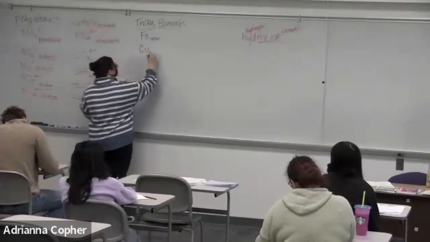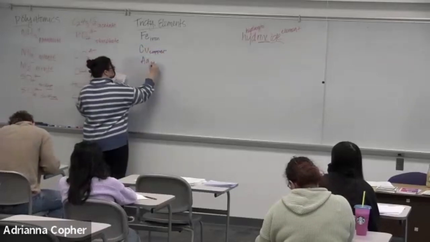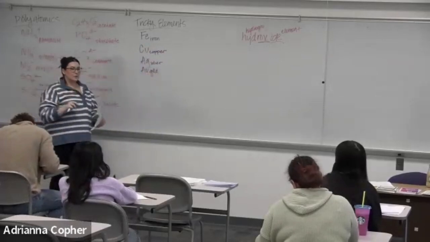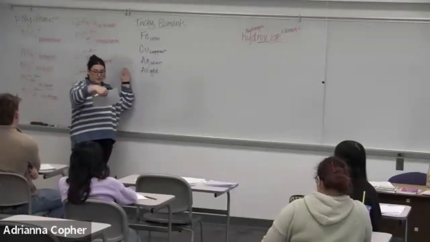Cu, copper. Ag, silver. What's gold? Au. I remember Au for gold because gold is now mined in Australia. So gold mines are in Australia. And then I remember that its brother is silver, right? They're right next to each other. They're right on top of each other.